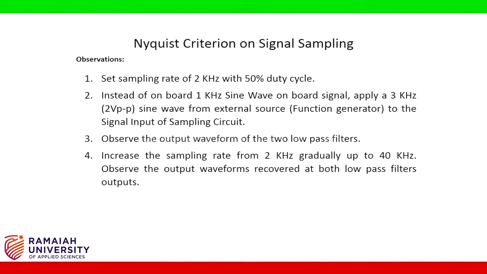The observations made are: set sampling rate of 2 kHz with 50% duty cycle. Instead of the onboard 1 kHz sine wave signal, apply a 3 kHz 2 volt peak to peak sine wave from an external source or function generator to the signal input of the sampling circuit. Observe the output waveform of the two low pass filters. Increase the sampling rate from 2 kHz gradually up to 40 kHz. Observe the output waveforms recorded at both low pass filters' output.